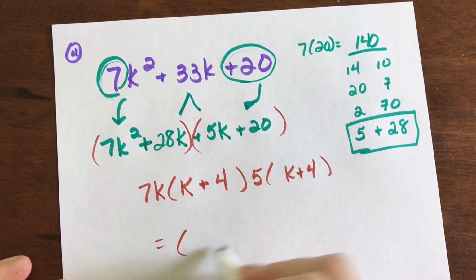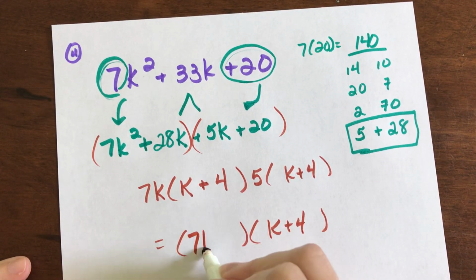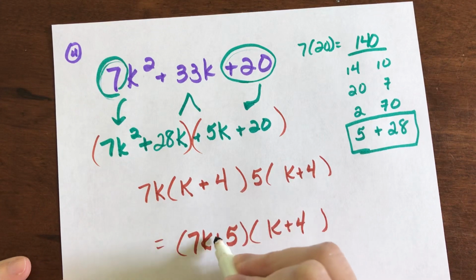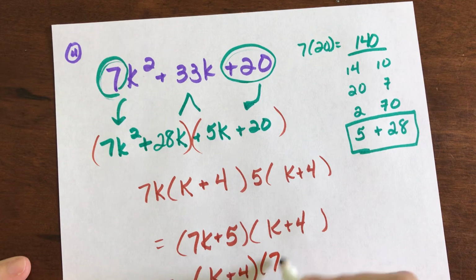Yep. So my final answer, I have 2 parentheses. The k plus 4 comes down in one, and the 2 outsides come in the other. Again, since that's a positive 5, you put a plus 5. And again, guys, it does not matter the order. It could go like this as well.